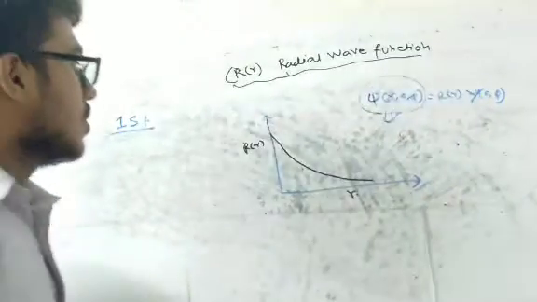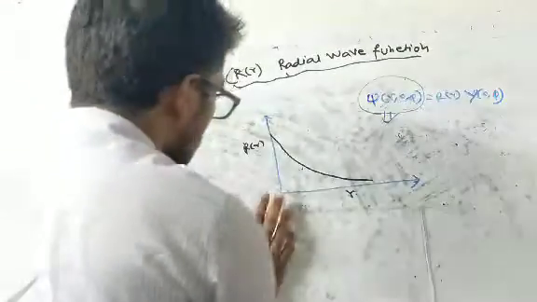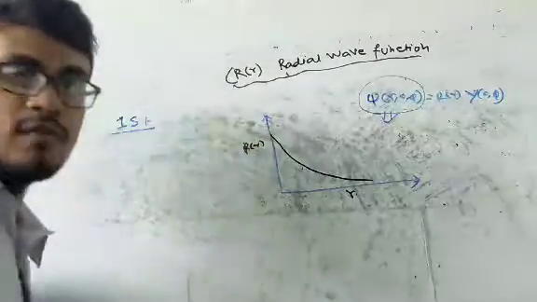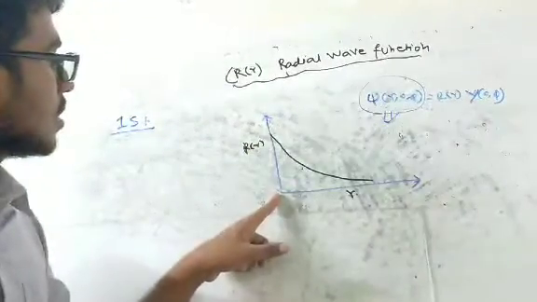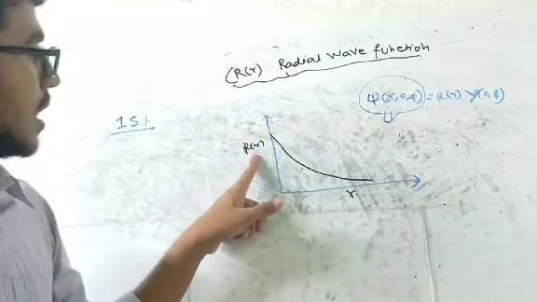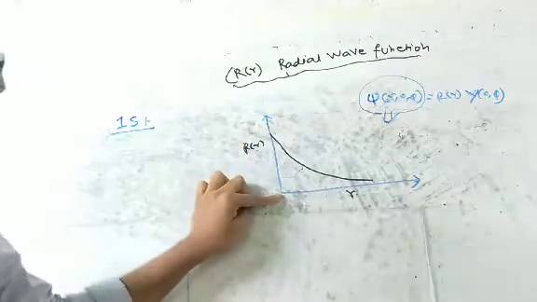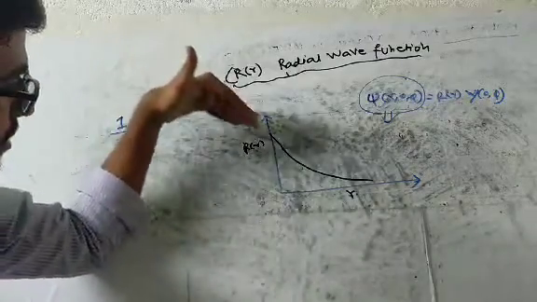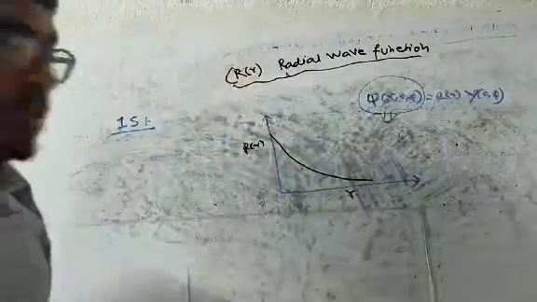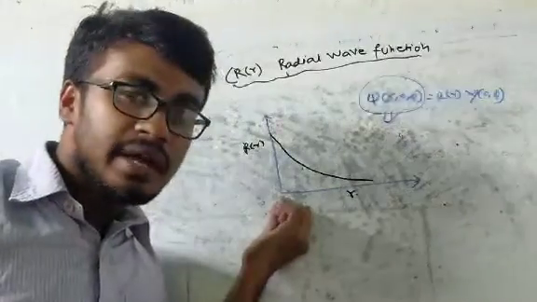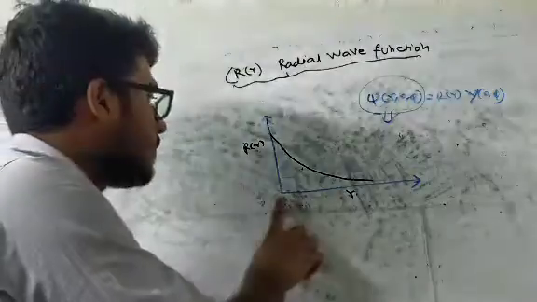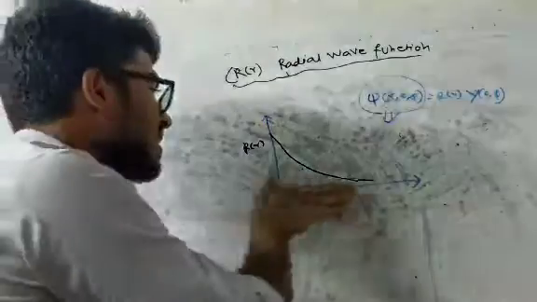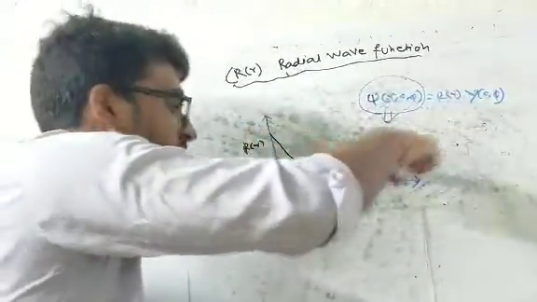Now look at this graph. For the 1s orbital, the maximum value of the radial wave function is at r equals 0. As distance increases, the wave function decreases. So at the origin, the value of the radial wave function is maximum, and as distance increases, it decreases.